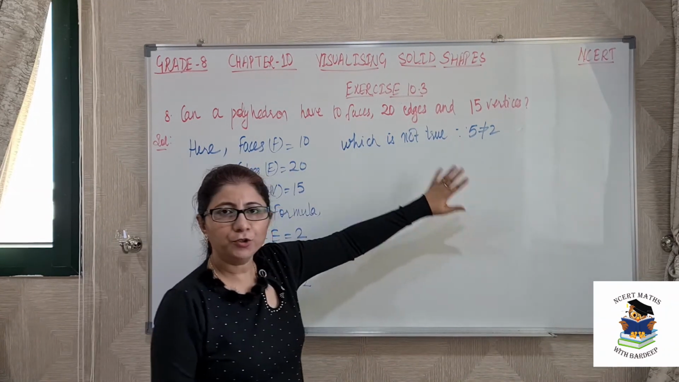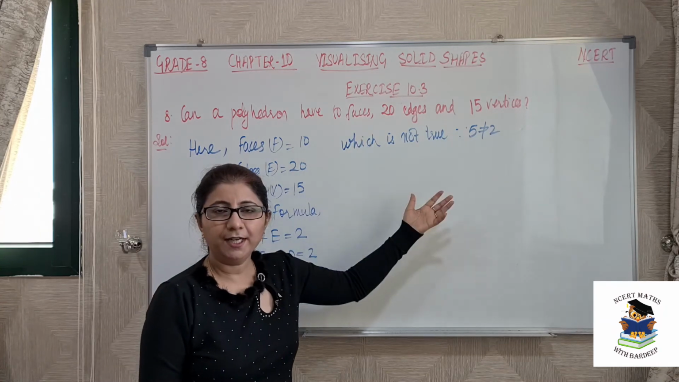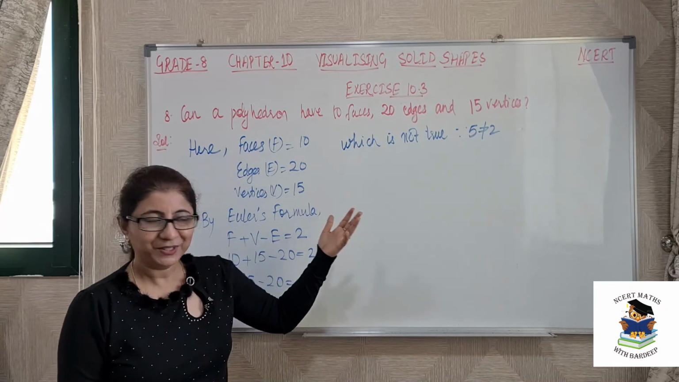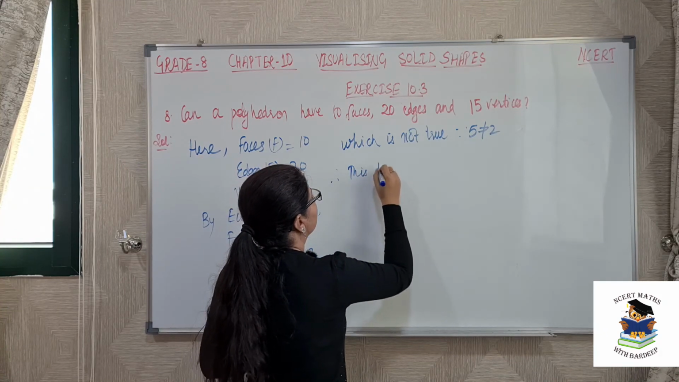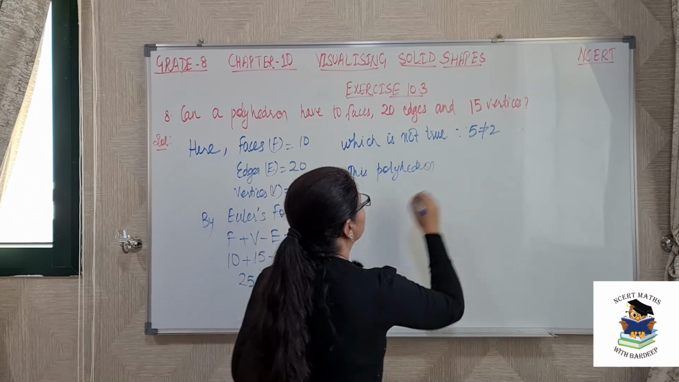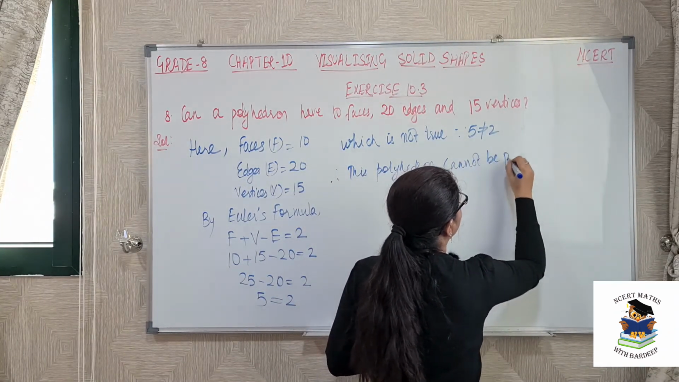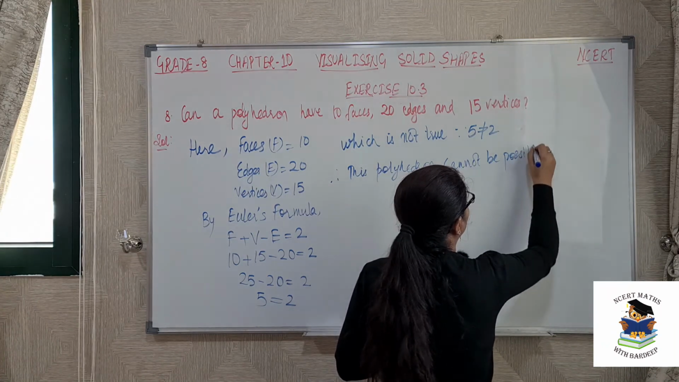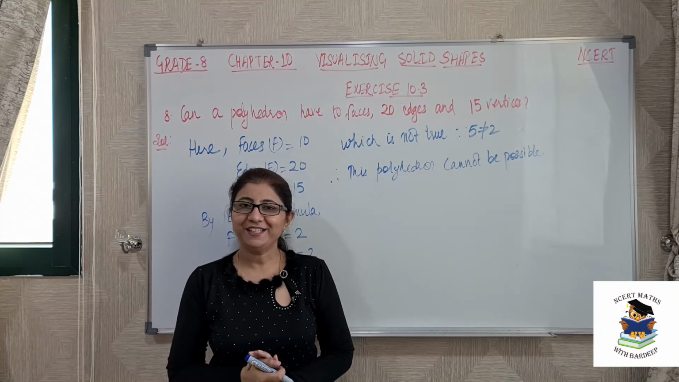Since this is not true, so this will also be not possible. That is, this polyhedron does not exist. Okay, so we will write therefore this polyhedron cannot be possible. Okay, so I hope question number 8 is clear to you.